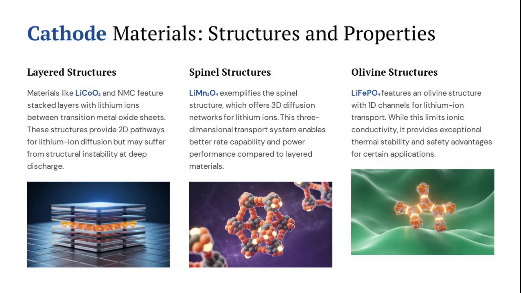However, the structure can become unstable when too many lithium ions are removed during charging, causing oxygen layers to collapse or shift. This structural instability limits the practical capacity of many layered oxides. For instance, LiCoO2, the first commercially successful lithium-ion battery cathode, has a theoretical capacity of 274 mAh/g, but practically, only about 140 mAh/g can be utilized to prevent structural collapse.